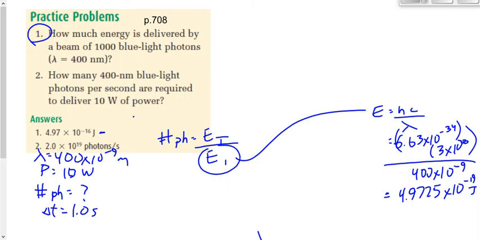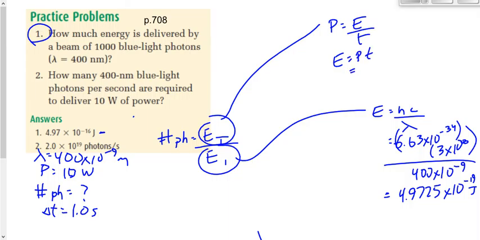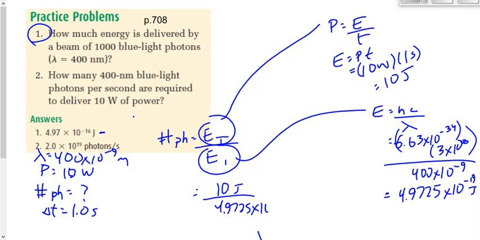Now, how do we get the total energy? What do we have given to us here? Power and time. Isn't power work over time, or energy over time? 10 watts times 1 second equals 10 joules. All right, so let's say it's 10 joules divided by 4.9725 times 10 to the minus 19 joules. Divide those two numbers and we should get 2.0 times 10 to the positive 19. Right? How many people got that? Okay.